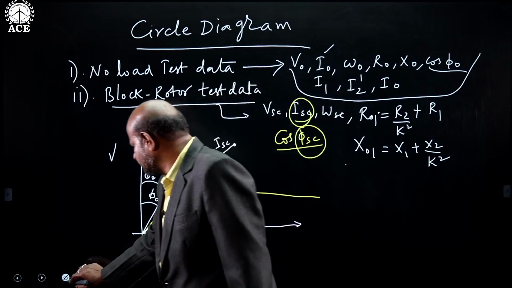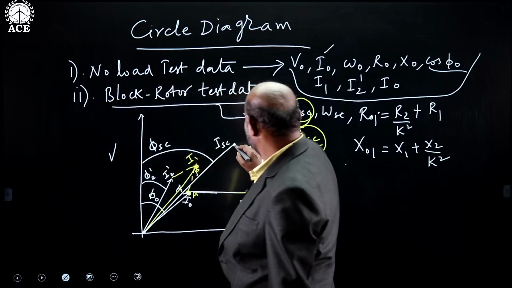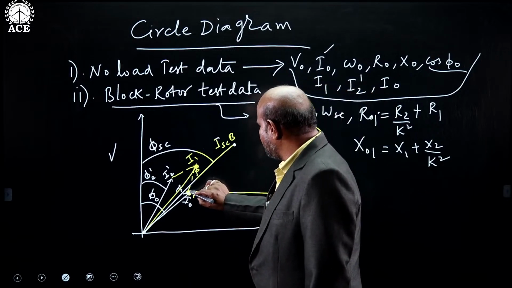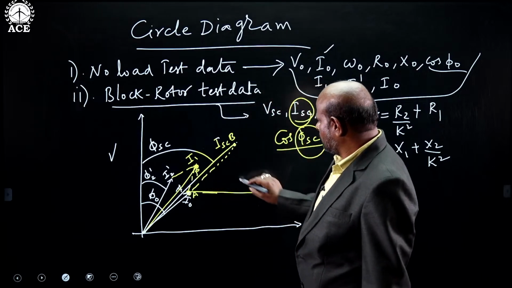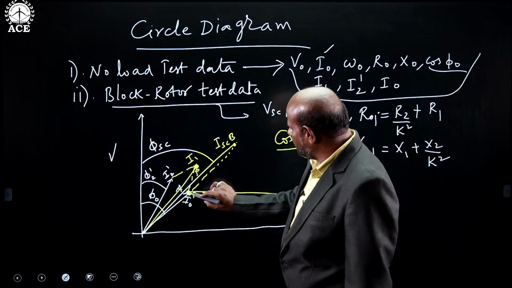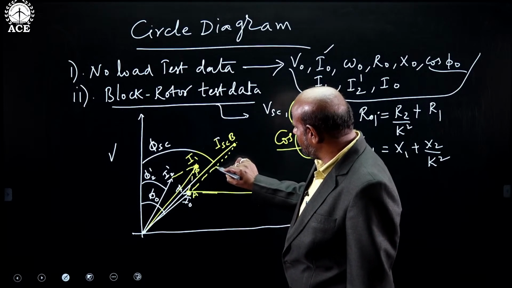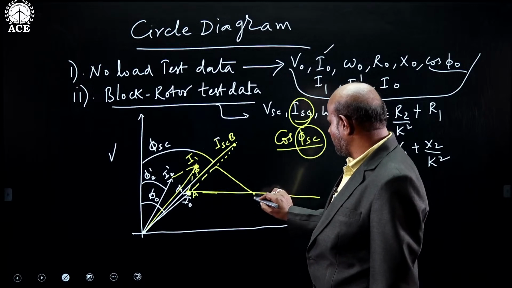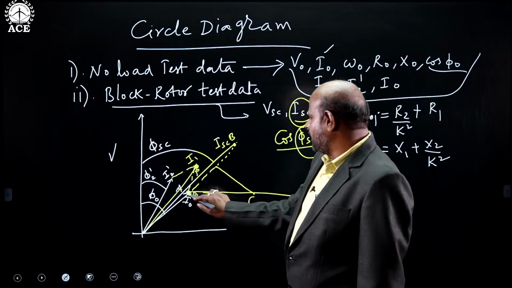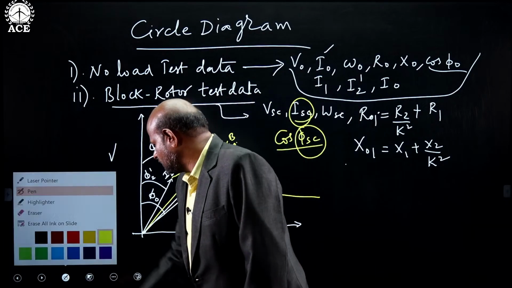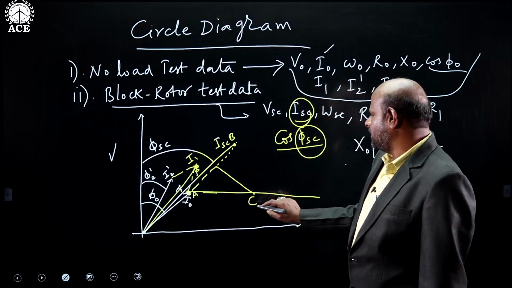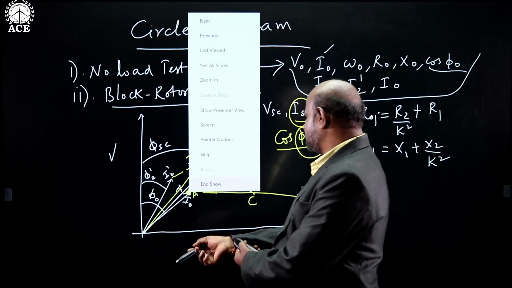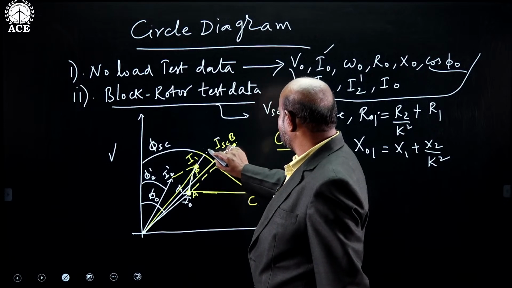So if this is A, let us assume this point is B. Now if we join points A and B like this, and exactly at the midpoint of AB, let us draw a perpendicular bisector here, which cuts this line at point C. Taking C as center and AC as radius, then we can draw the semicircle.